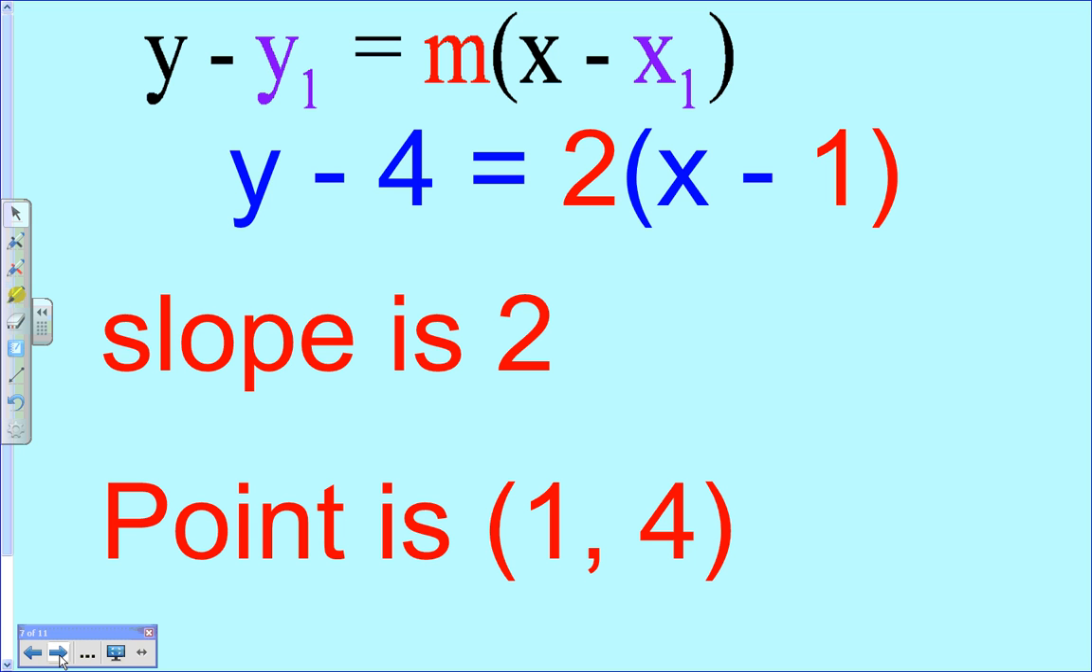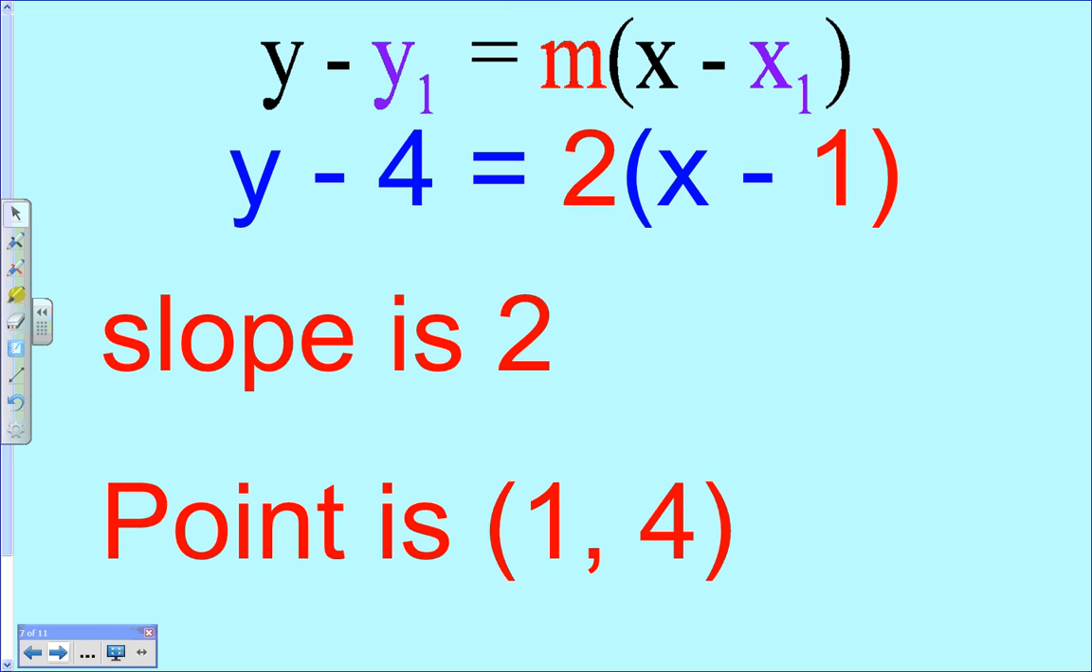Here's an example. If we match up our formula, y minus y sub 1 equals m times x minus x sub 1 with this example, you can see that m is equal to 2, and that x sub 1 is 1, and y sub 1 is 4. The easiest way to remember this is whatever is in the parentheses with the x, you want to take the opposite of what's with the x.